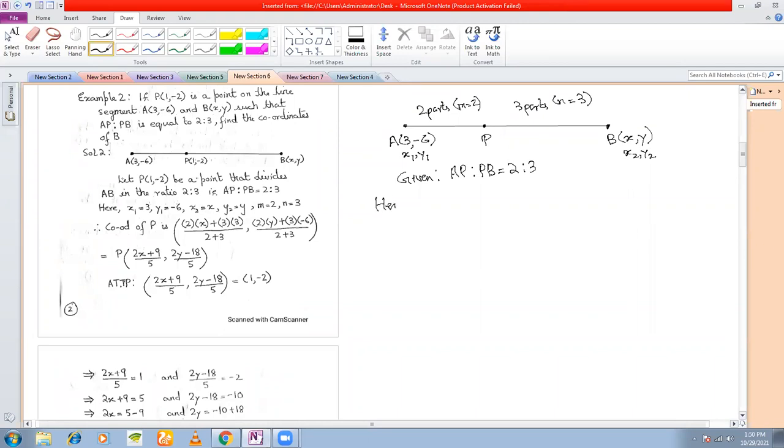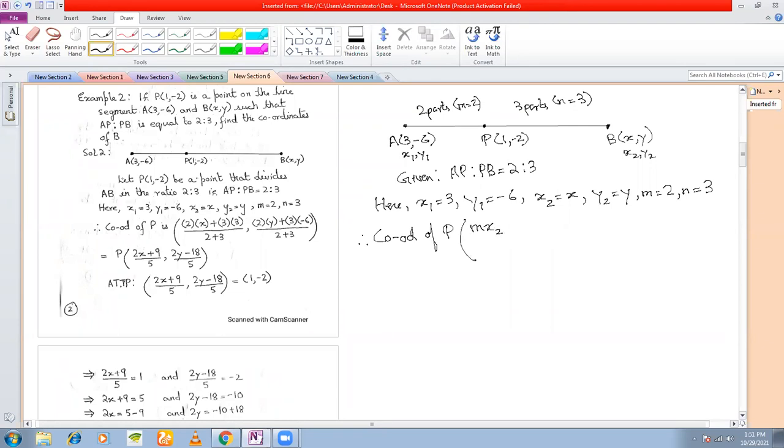So here, let us write the coordinates first. x1 is equal to 3, y1 is equal to -6, x2 is equal to x, and y2 is equal to y. Also, m is equal to 2 and n is equal to 3. So therefore, what should be the coordinates of P? In fact, the coordinates of P is given to you here, (1, -2). But from the section formula, we'll first find the coordinates of P and then equate it to the given coordinates of P.